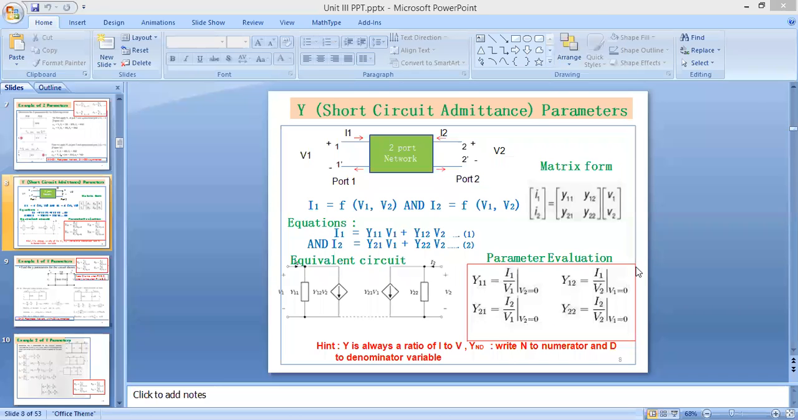Good morning. In today's session, we have to see the Y parameter of the two-port network. We will revise our previous session until the remaining students come. In the previous session, we studied the two-port network.